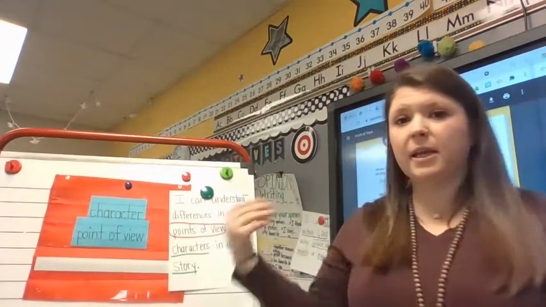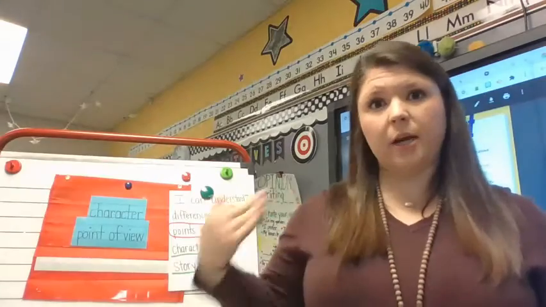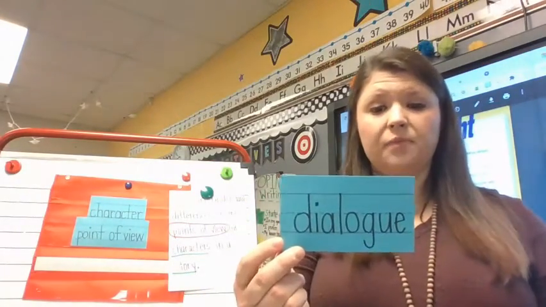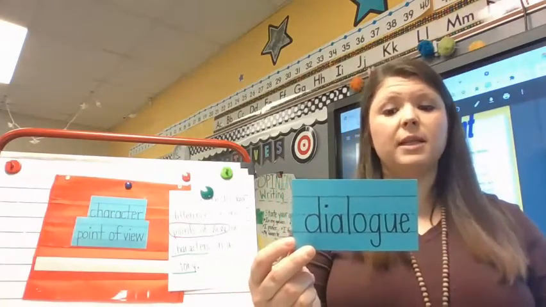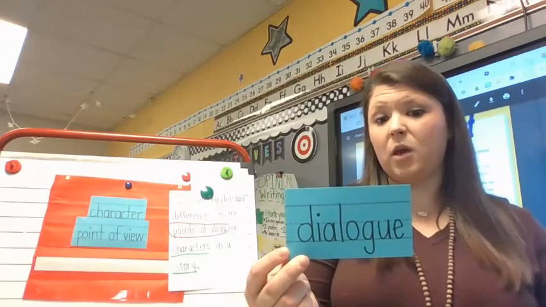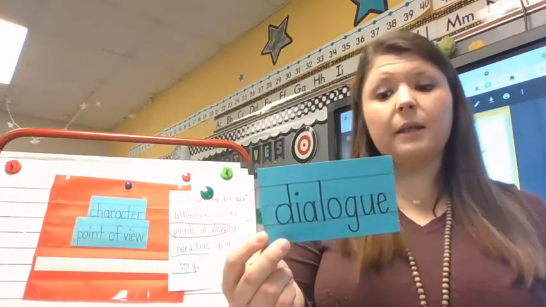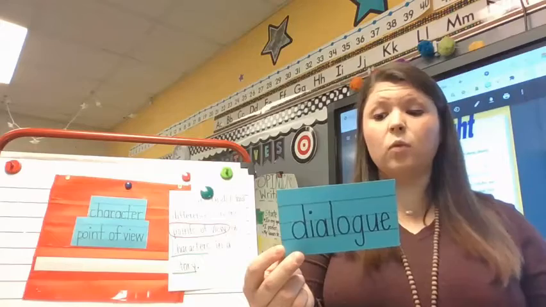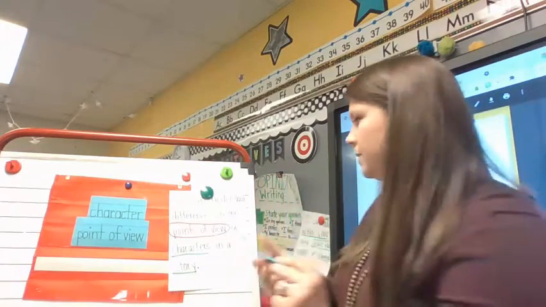Now, one of the things that can help us with what a character thinks or feels are the things that they say, and that is called dialogue. Dialogue are the words that the characters say in a play or a story. Like, "Little pig, let me in," is the dialogue that the wolf says to the pigs.